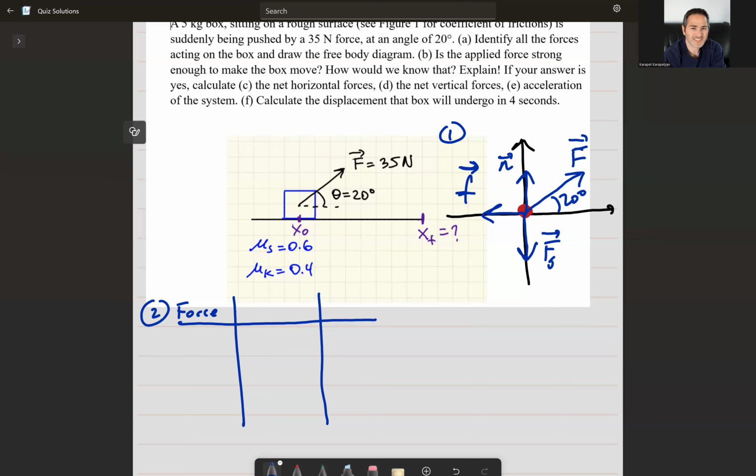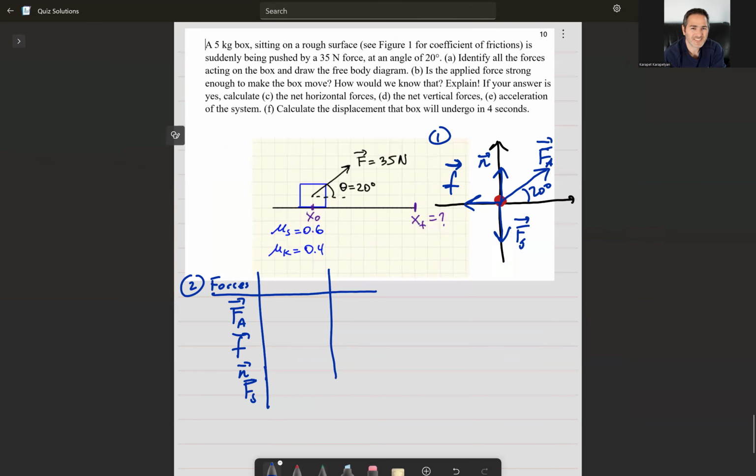All right, so we have forces here. So I have applied force. Let's put an A for applied. And I have friction force, I have normal force, and I have then the gravitational force. Okay. So all of them together is the net force. But again, we have to break down into components. So X component, Y component.